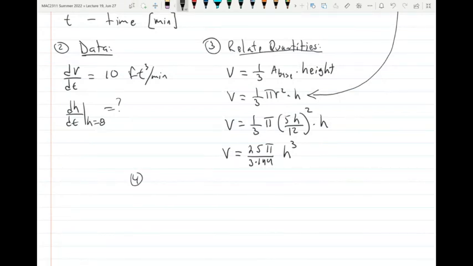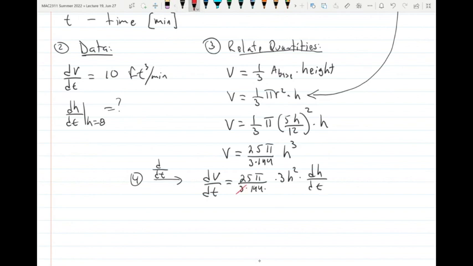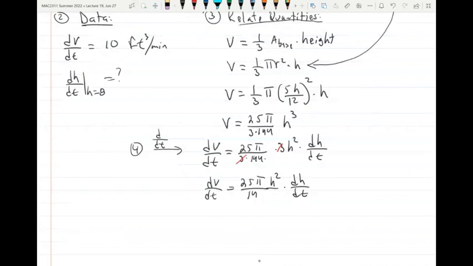So now comes step 4, which is find the derivative with respect to time and solve. So dV/dt is going to be equal to 25 pi over 144. So all of this is a constant, so it stays here. And then this is going to be 3h squared times dh/dt. The 3's are gone. So we get dV/dt is 25 pi over 144 times h squared times dh/dt. And so that it doesn't look too messy, I will just plug in right here.